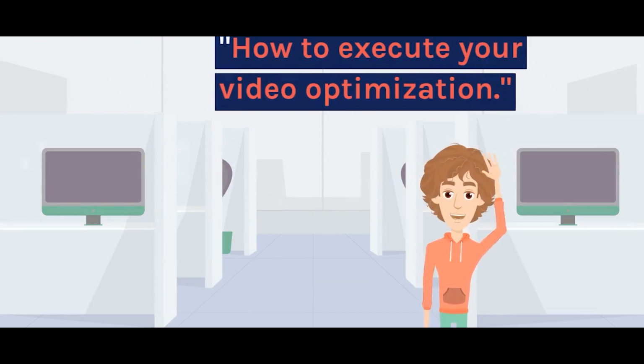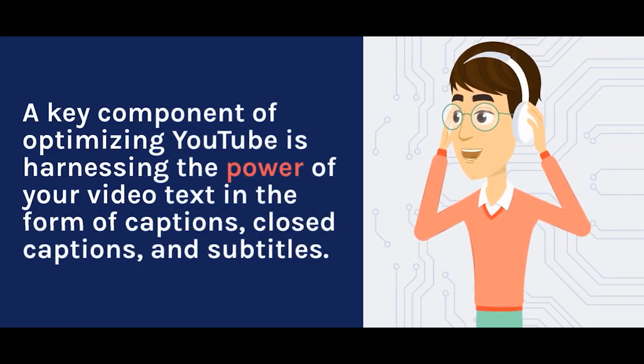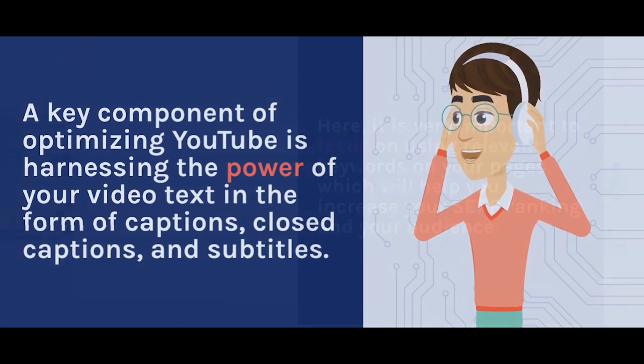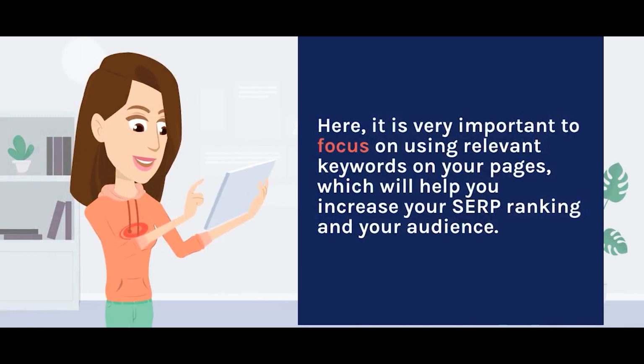How to execute your video optimization. A key component of optimizing YouTube is harnessing the power of your video text in the form of captions, closed captions, and subtitles. Here, it is very important to focus on using relevant keywords on your pages, which will help you increase your SERP ranking in your audience.